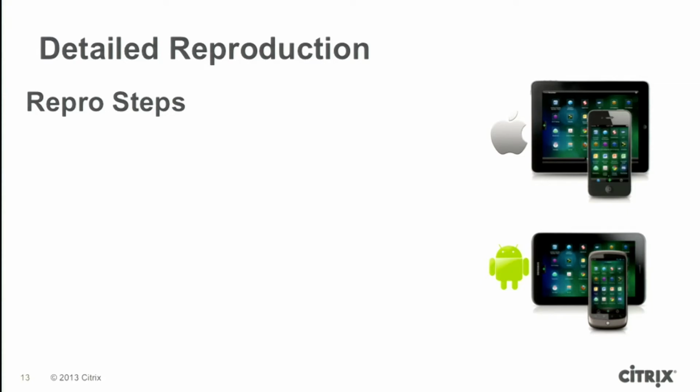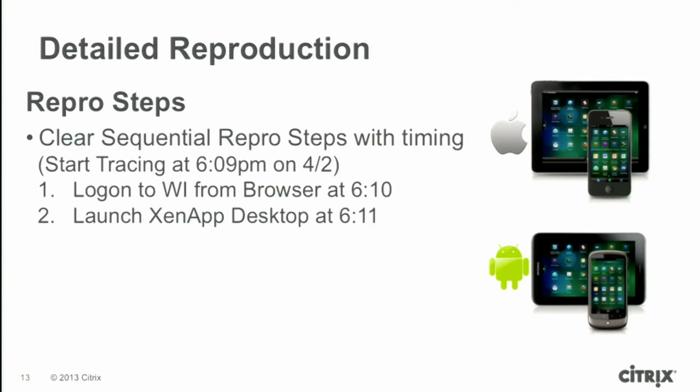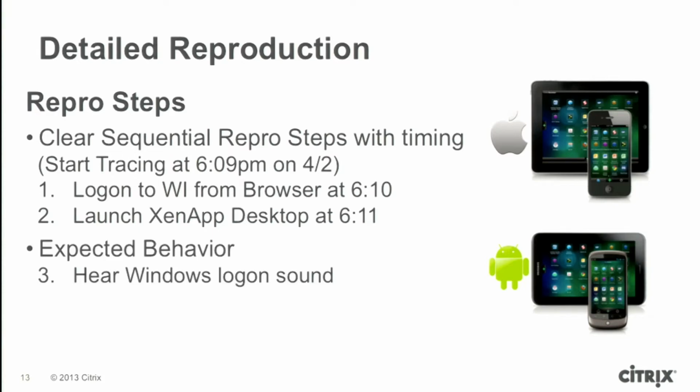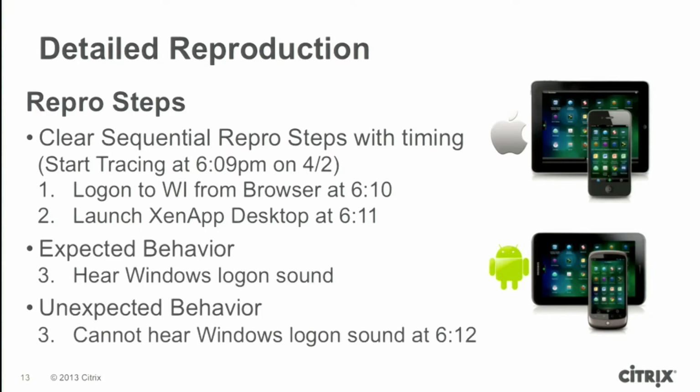Next, it's important to get clear sequential steps that the user takes to reproduce the problem and include approximate times while collecting the data. For example, here we started to trace about 6:09 on April 2nd. The user logged into Web Interface from a browser at about 6:10 and launched the desktop at about 6:11. You'll want to include the expected behavior as well as the unexpected behavior, which is the problem that you're experiencing.